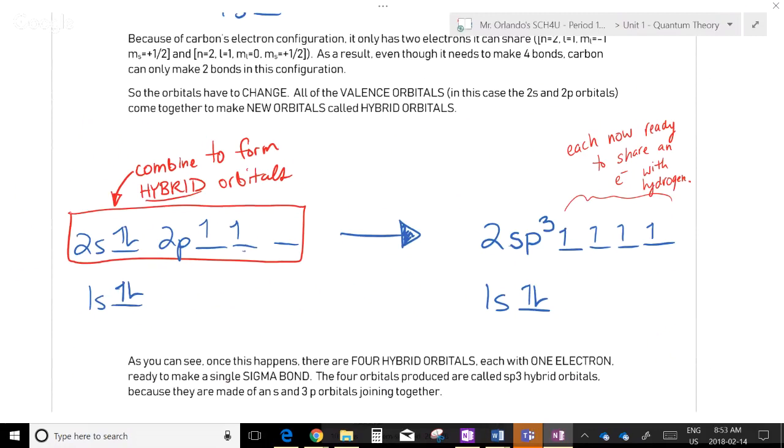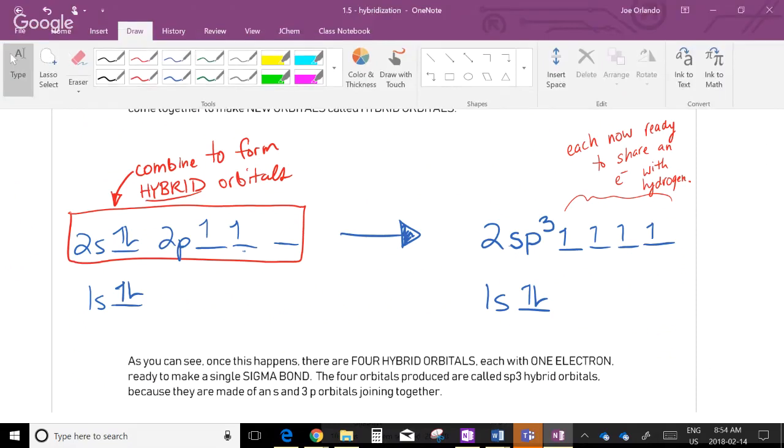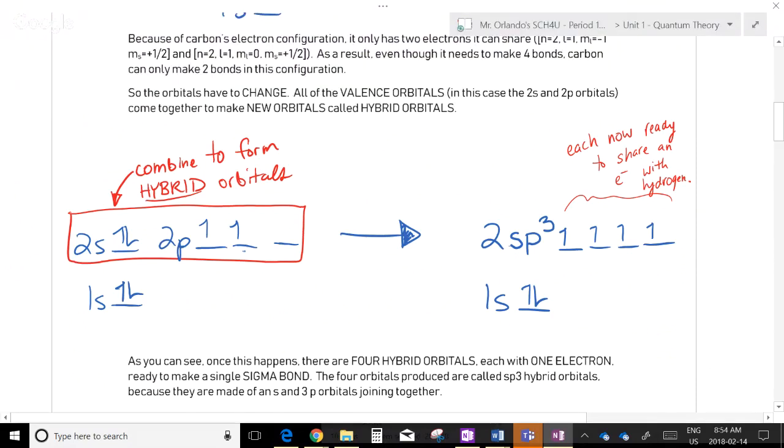So now we have 4 orbitals, each with just 1 electron, which means we're ready to make 4 bonds. And if you look at the Lewis structure, the Lewis structure tells us we need to make how many bonds? 4. So we always want to do this and then check it against the Lewis structure. Does it make sense? When I have a hybrid orbital with just 1 electron in it, that's ready to make a sigma bond. So what would happen then is that like hydrogen would come along and put an electron there. And then another hydrogen would come along and put its electron there, and they'd be bound.